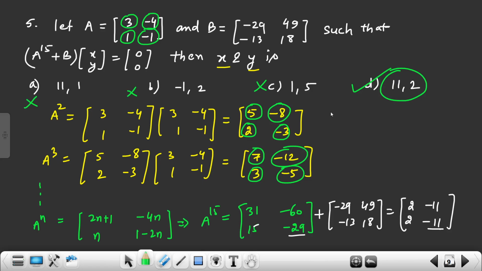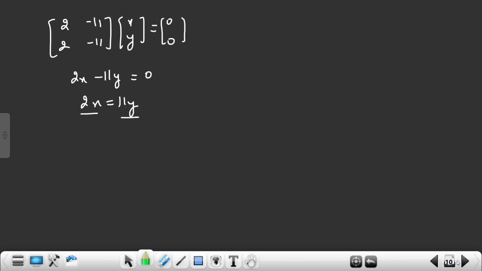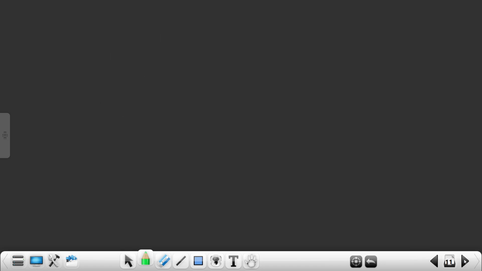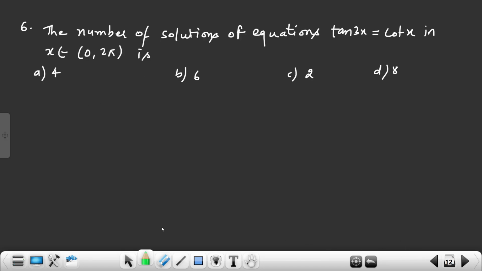So this is how matrices problems will come, and it will make your calculations a little bit lengthy, but you have to be calm and have your patience to solve the problems in the exam. Now let's come to the sixth one. I hope you are enjoying the session so far.